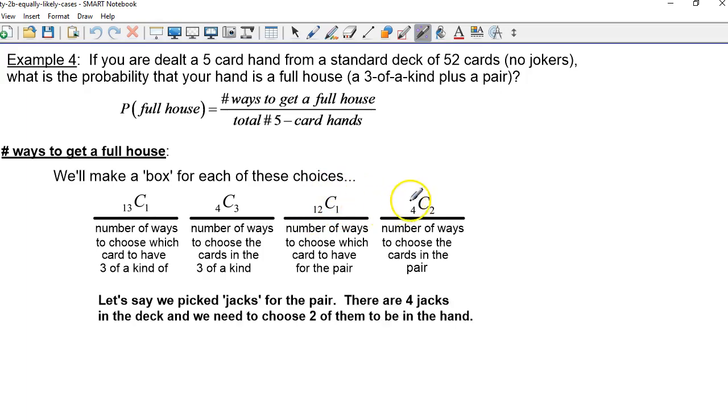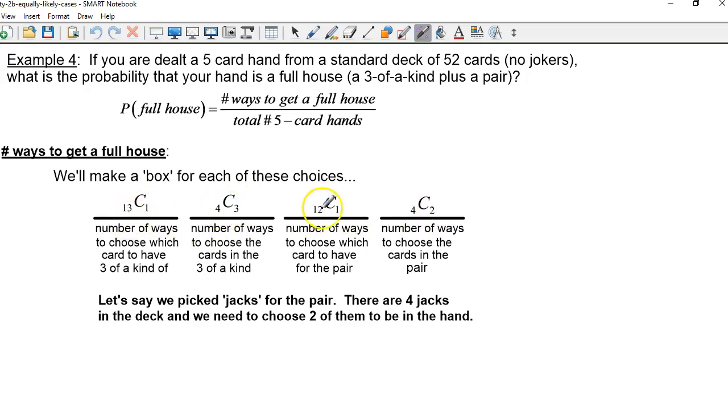And then the last choice is, now that we know what that is, let's say that jacks are the ones that we're going to have a pair of. There are 4 jacks in the deck, and we have to choose 2 of those to be in there, because a full house consists of a 3 of a kind and then a 2 of a kind. So we have 2 of a kind of the second kind of card. So this is what it's going to be. To compute this, we'll have 13 combination 1, 4 combination 3, 12 combination 1, 4 combination 2.